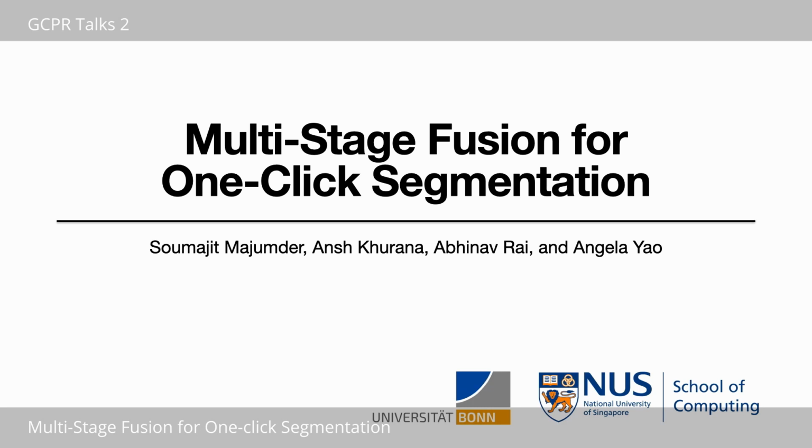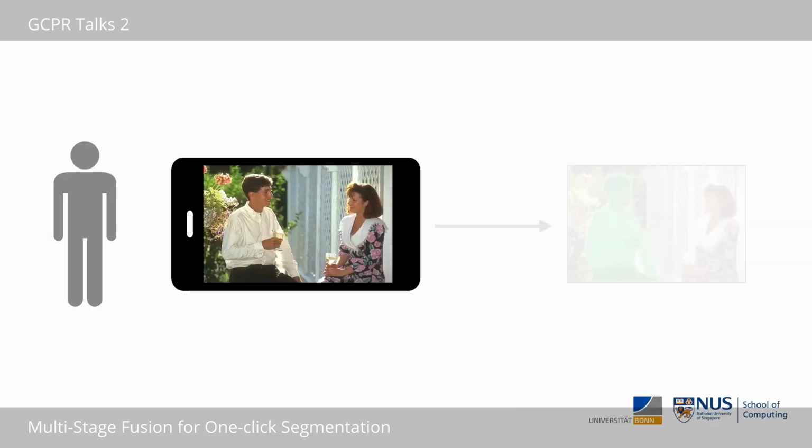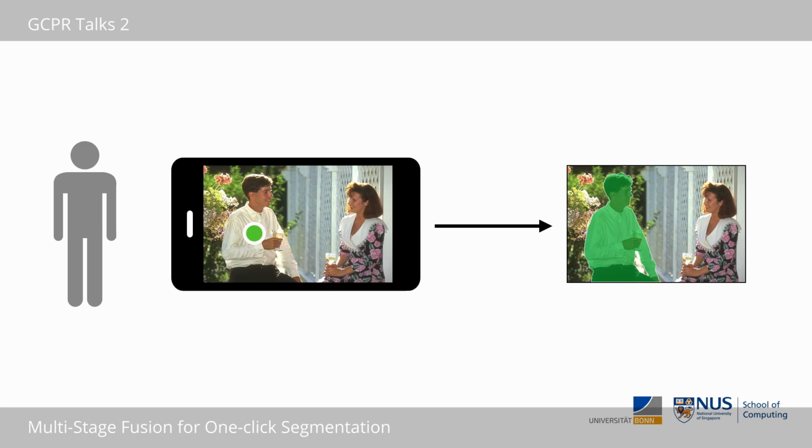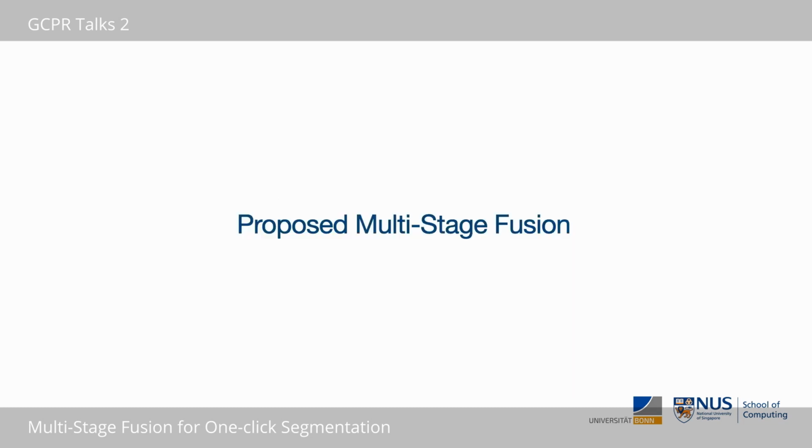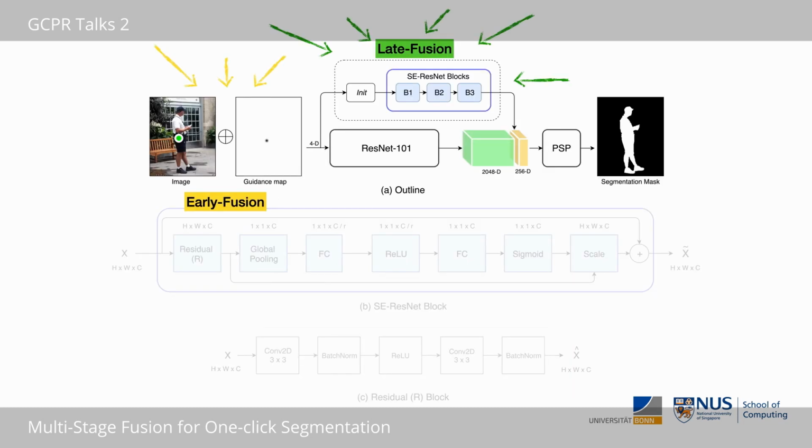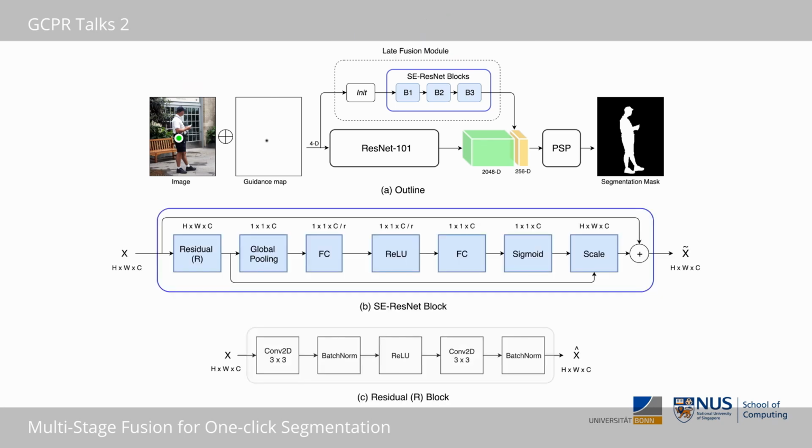Hello and welcome to our paper Multi-Stage Fusion for One-Click Segmentation. One-click segmentation refers to a typical image capture scenario where the user taps or clicks on the device touchscreen to select the object of interest. This selection click can be leveraged for segmentation and can be used for downstream applications such as background blur. In addition to conventional early fusion, we propose a new late fusion module. This reduces the layers of abstraction and allows user interactions to have more impact on the output.